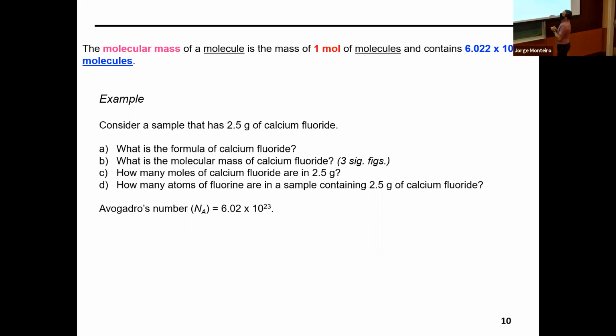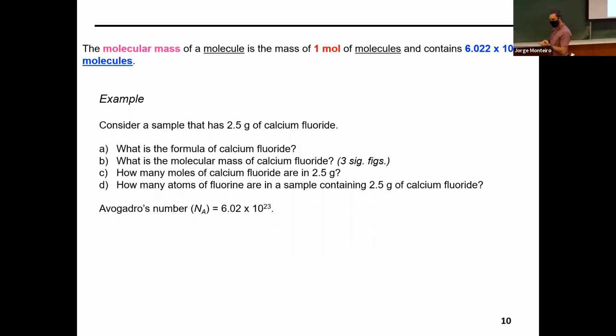For this example, consider a sample that has 2.5 grams of calcium fluoride. First question, what's the formula of calcium fluoride? B, what's the molecular mass of calcium fluoride? Let's limit to 3 significant figures. How many moles of calcium fluoride are in 2.5 grams? And how many atoms of fluorine are in a sample containing 2.5 grams of calcium fluoride?